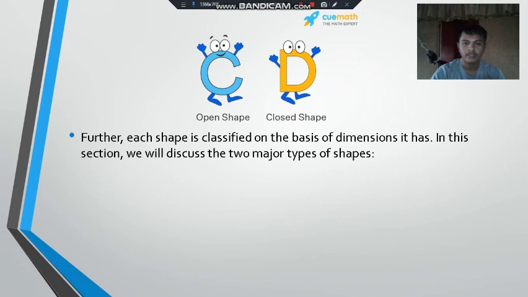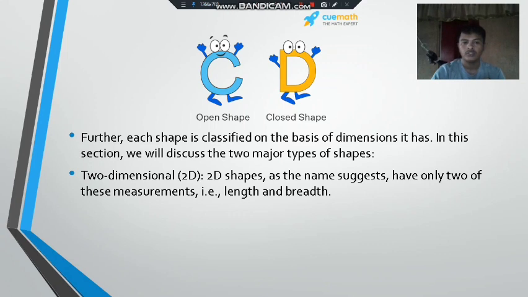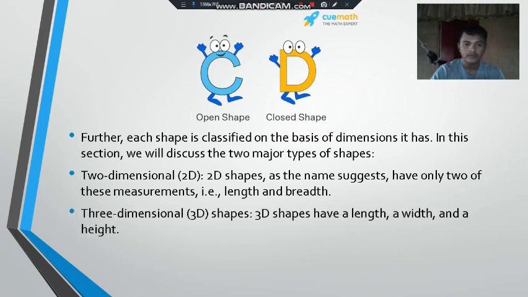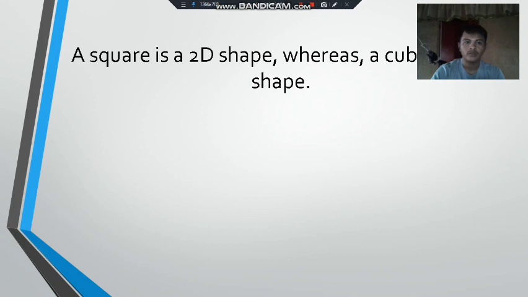Order. Each shape is classified on the basis of the dimensions it has. In this section, we will discuss the two major types of shapes. Two-dimensional, so called 2D. 2D shapes, as the name suggests, have only two dimensions, length and width. Three-dimensional shapes, the 3D shapes, have length, width, and height. Square is a 2D shape, whereas cube is a 3D shape.